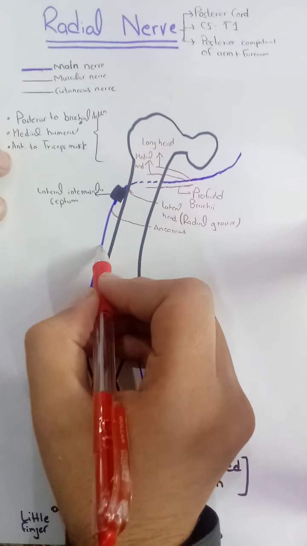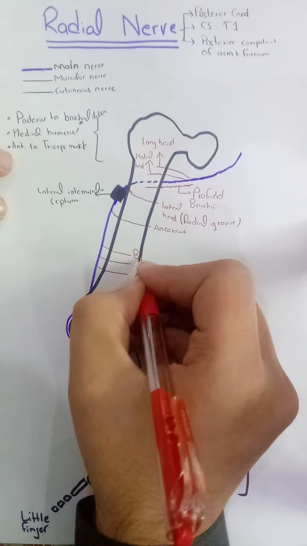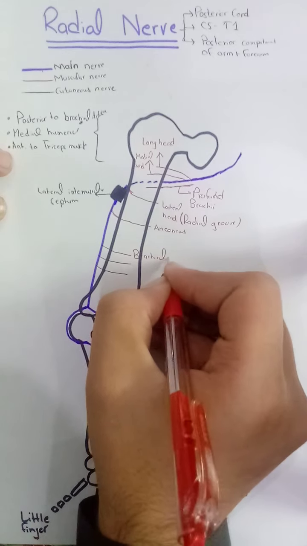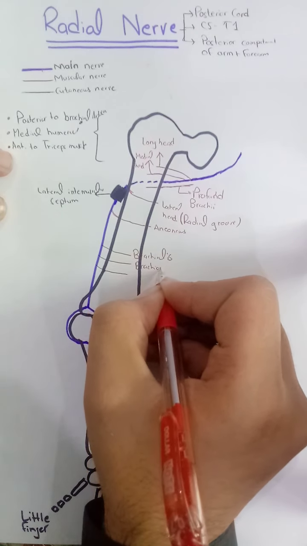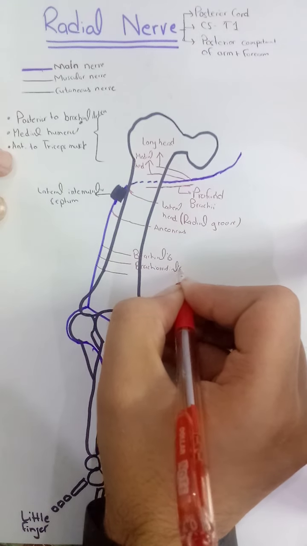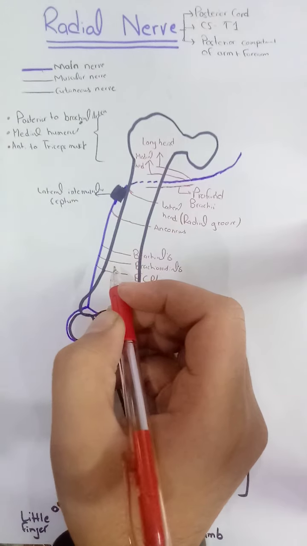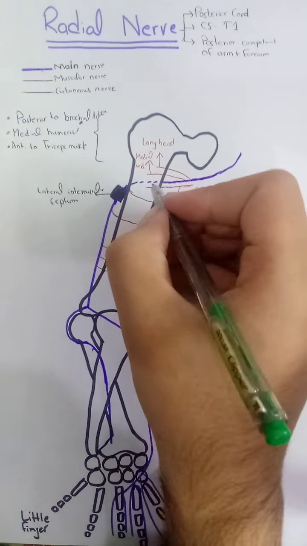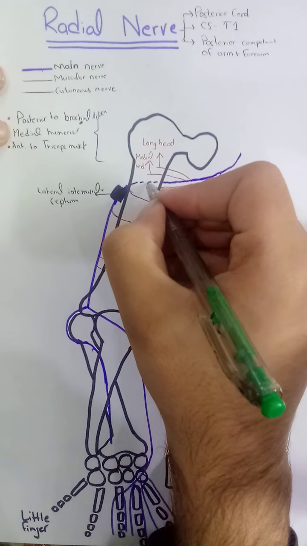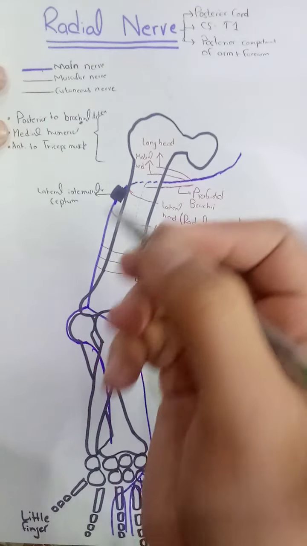Then it will give further three muscular branches to the brachialis muscle, the brachioradialis muscle, and the extensor carpi radialis longus muscle. Now we will see the cutaneous branches which are arising in the arm region. So one cutaneous branch arises here on the posterior side, and it will be the posterior cutaneous nerve of arm.